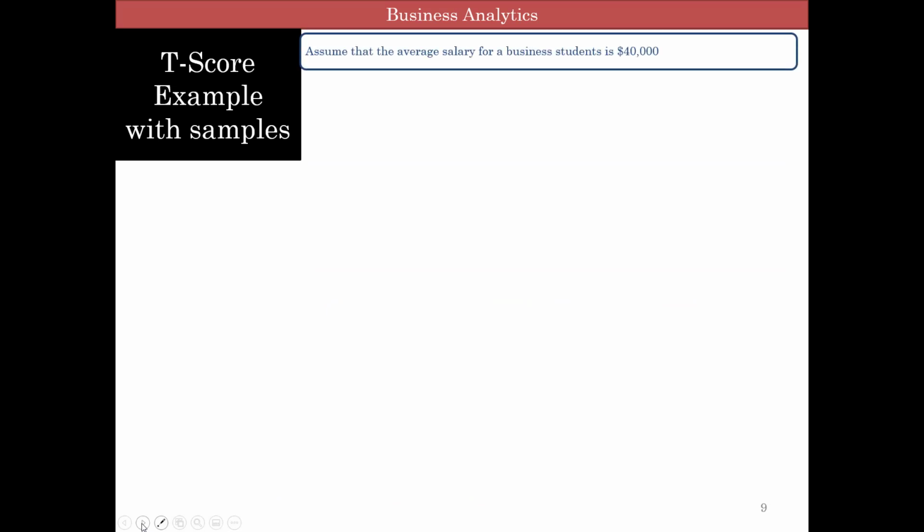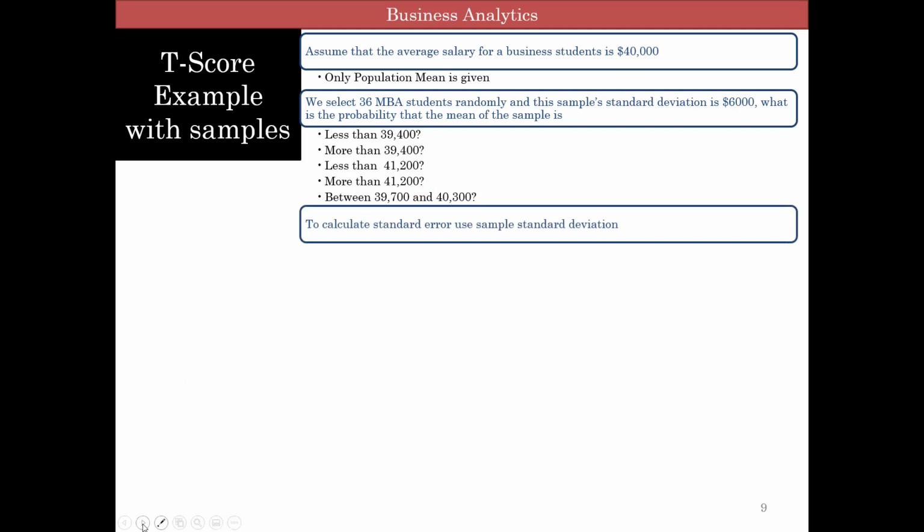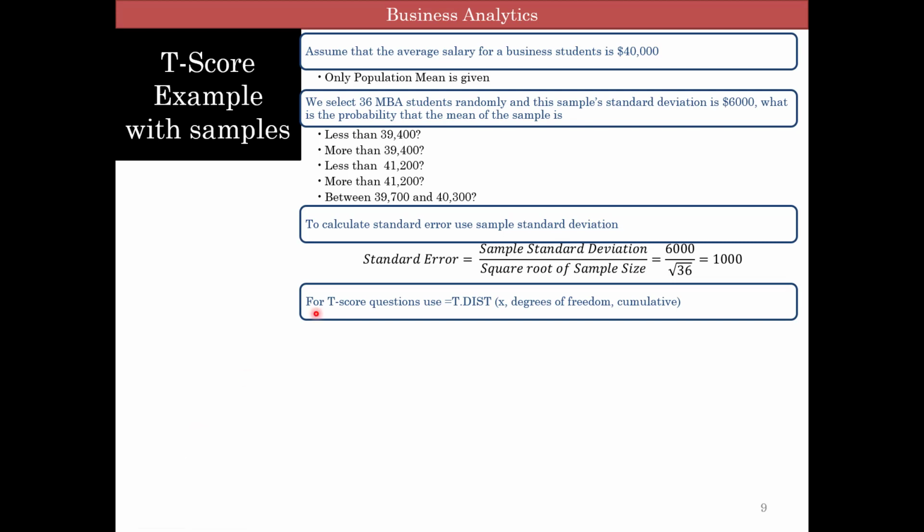So let's look at t-score examples with samples. Assume that the average salary for a business student is $40,000. That's all that is given. And now you're selecting 36 MBA students randomly. And the sample standard deviation, that is the standard deviation of these 36 MBA students, is 6,000. And you're then asked to calculate a bunch of probabilities for different sample means. Here you will use the sample standard deviation to calculate the standard error, which comes out to be $1,000. And then you're going to use the t-score.